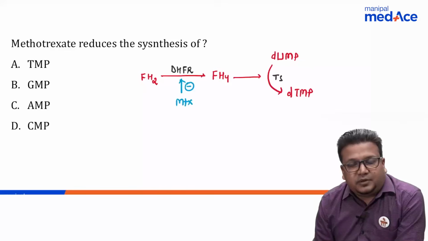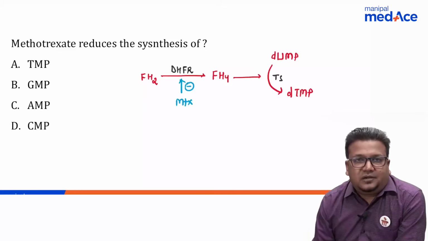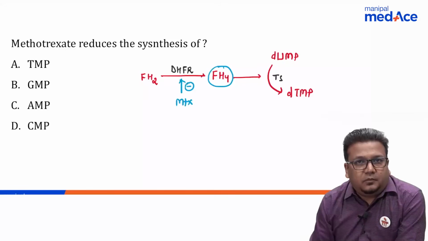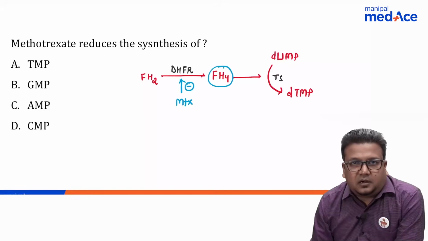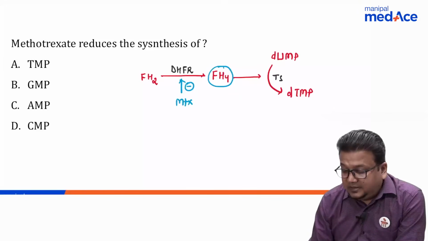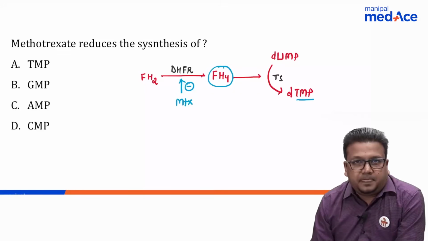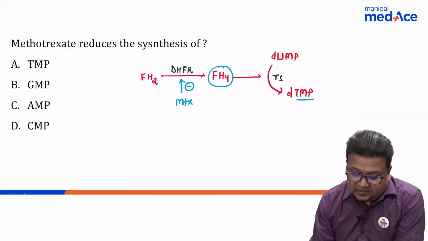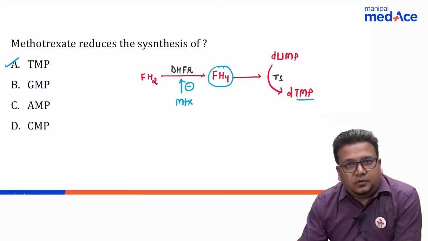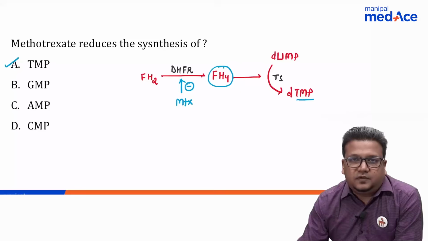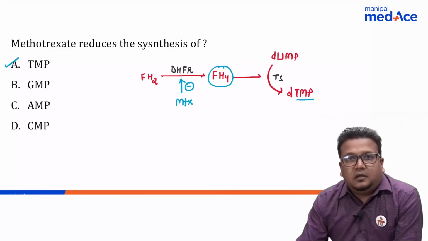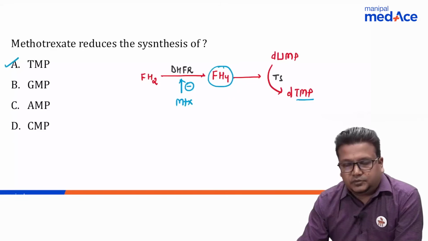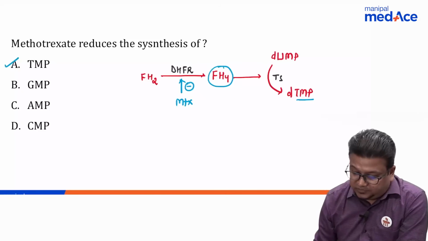So once we give methotrexate, this dihydrofolate reductase enzyme is inhibited. So FH4 is not formed, and if FH4 or the tetrahydrofolate is not available, then thymidine synthesis cannot occur. So methotrexate reduces the synthesis of. When this question is asked, without any shadow of doubt, the answer is TMP, thymidine monophosphate. Thymidine cannot be formed because the tetrahydrofolate availability will reduce. So that's the answer to this particular question.